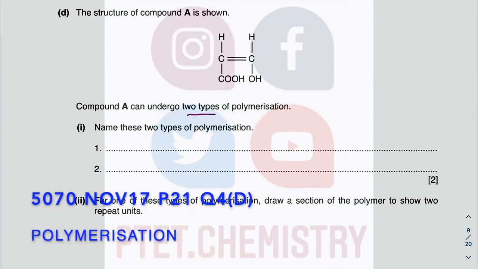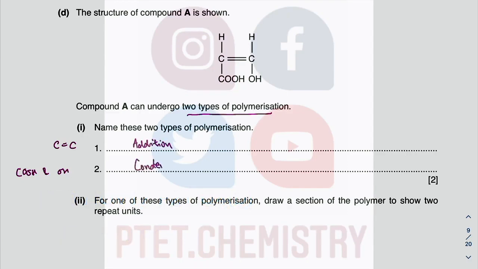You can undergo two types of polymerization. So first of all, you have the carbon-carbon double bond. Then you have the COOH and the OH. The C double bond C can give you addition polymerization. And the other one can give you a condensation polymerization by kicking out small molecules like water when you form ester. Alright, this is under your polymerization unit.